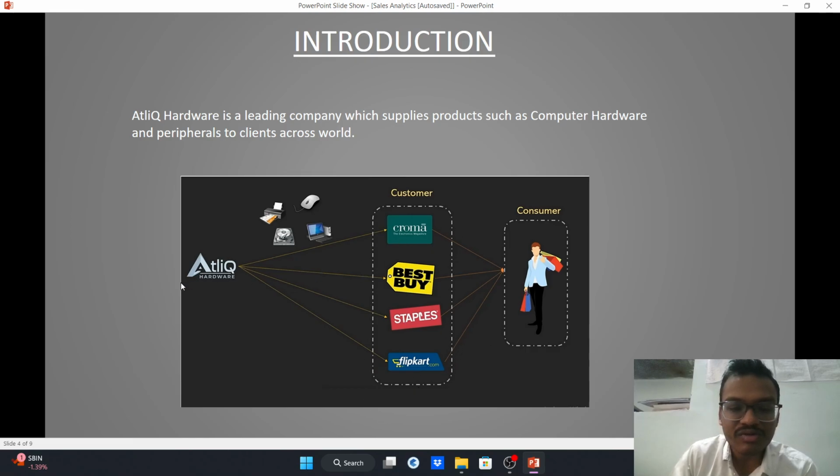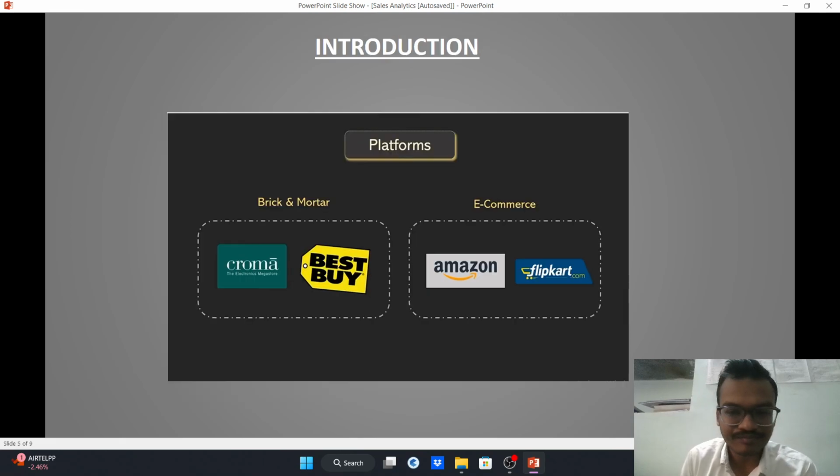These are the different customers of Atlic Hardware, and these are the suppliers which supply the product directly to the end consumer. So we are the end consumer. The consumer will be purchasing from the customer, and the customer will be purchasing from Atlic Hardware. So please try to understand the difference between customer and consumer. A customer is the person or body which purchases products directly from the manufacturer, and consumers are the human beings, we are the consumers who are the end users of the product.